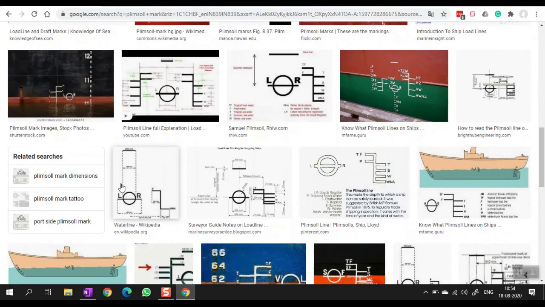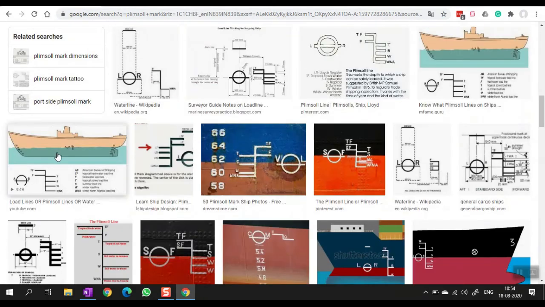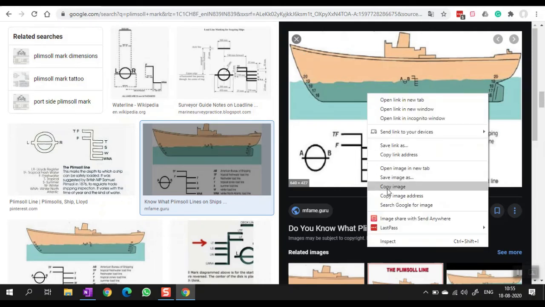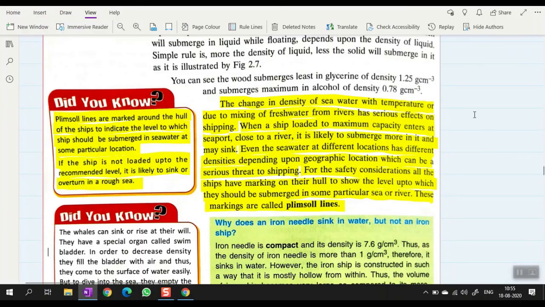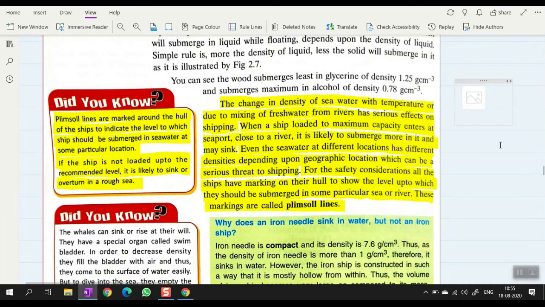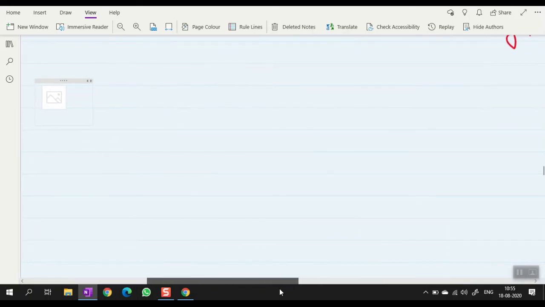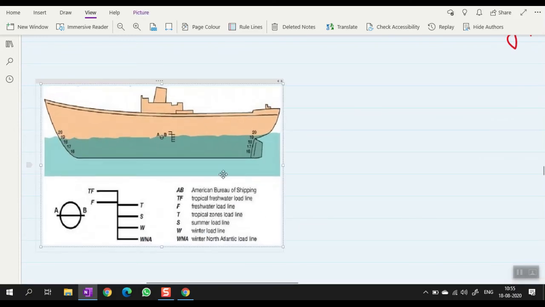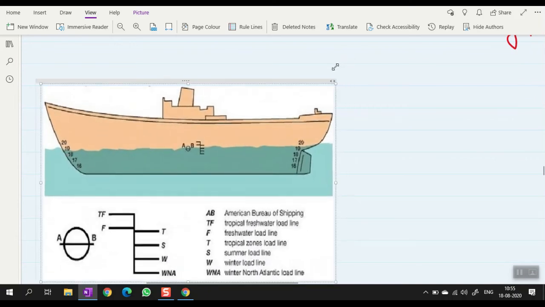Okay, let's see this picture. Okay, so I hope you can see this picture.